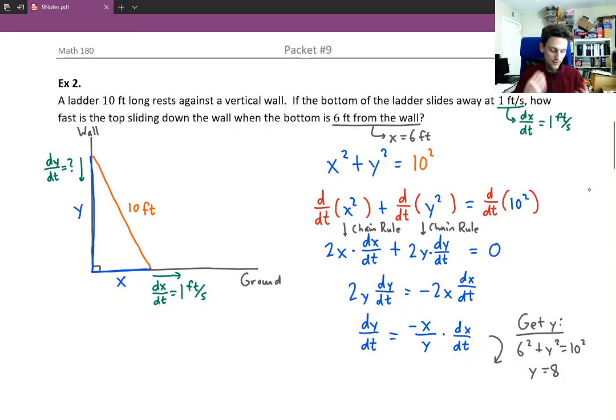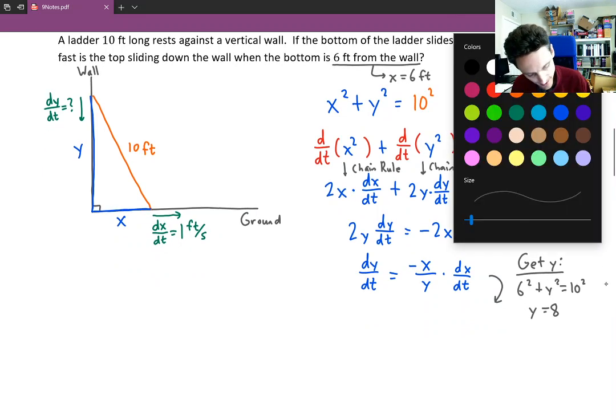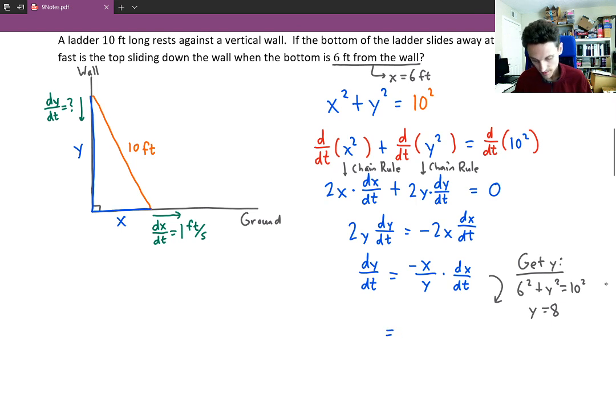So square the 6 to get 36, square the 10 to get 100, subtract the 36 over, and then square root both sides. Now you technically get plus or minus 8, but here y is representing a positive length or a distance, and so we're going to take the positive value. So now we're all set. We can plug in everything that we need, and we'll get 6 over 8 times 1, which is negative 6 over 8, which is negative 3/4 if we reduce it.